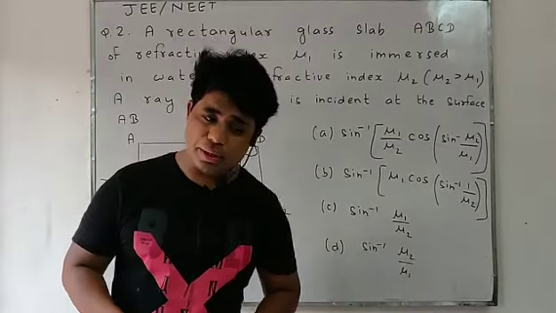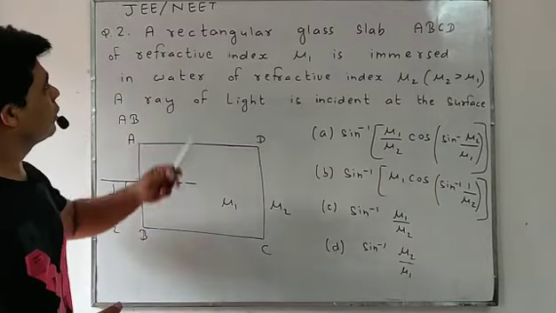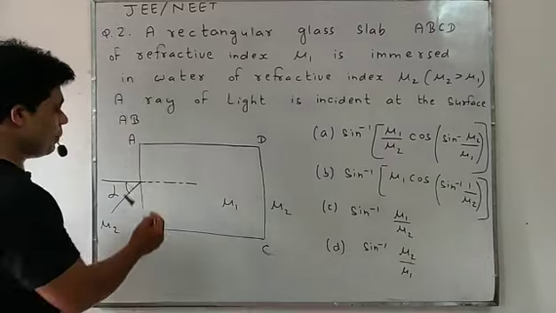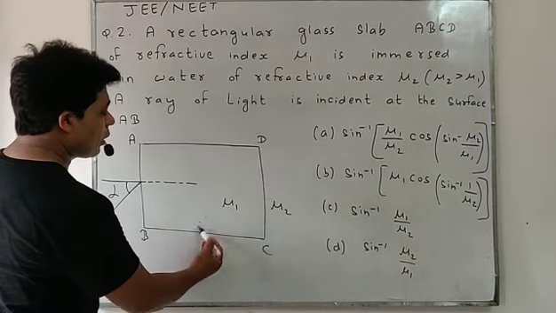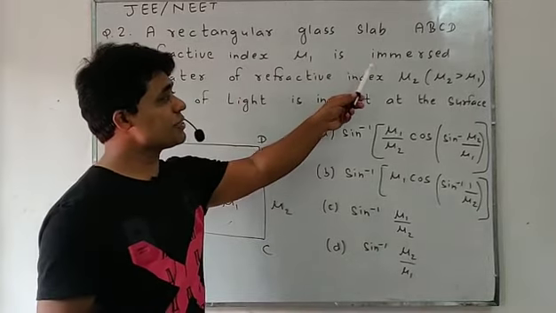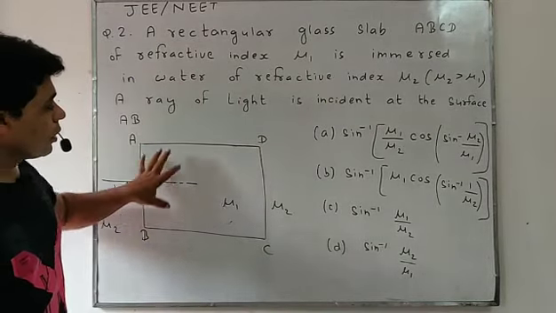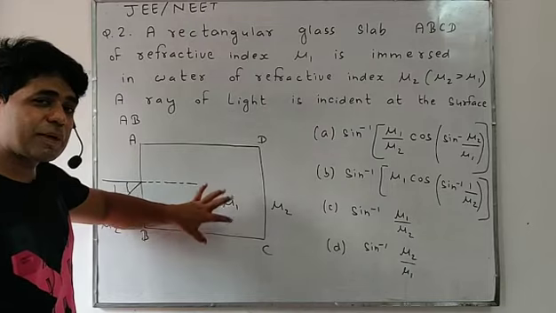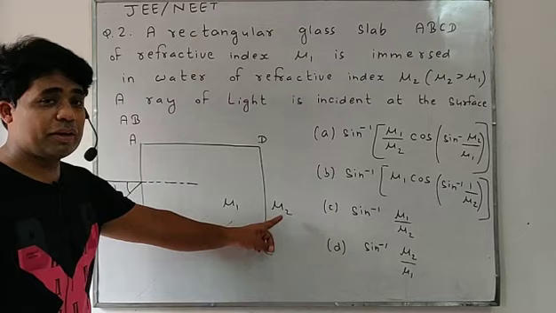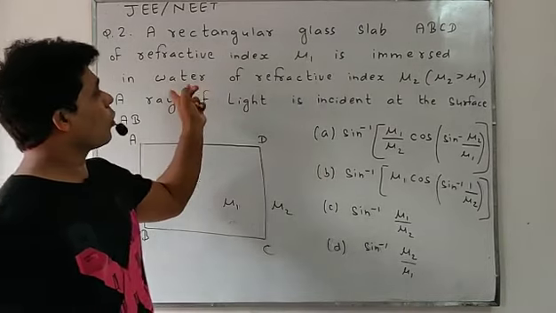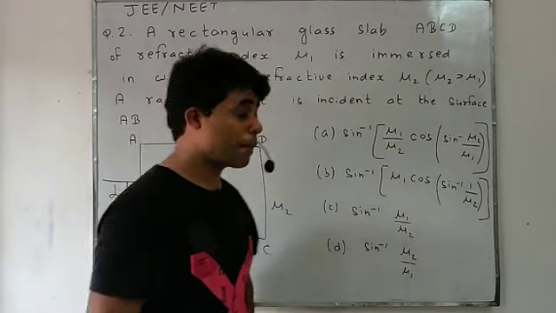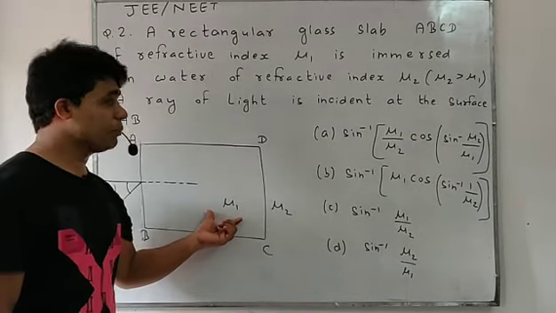So now students, question second, another important question. Look at a rectangular glass slab ABCD. This is a rectangular glass slab that we are given, of refractive index mu1, immersed in water, another medium having refractive index mu2. The important condition: mu2 is greater than mu1.